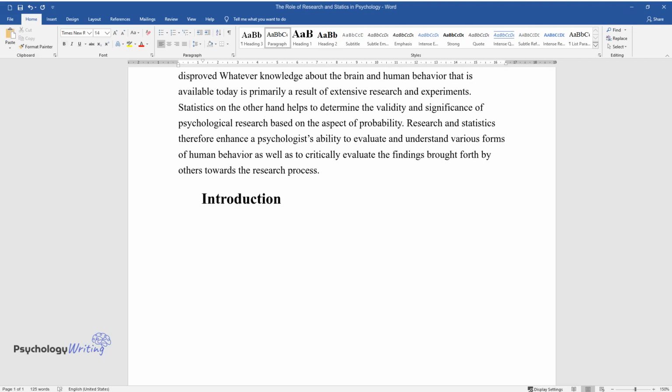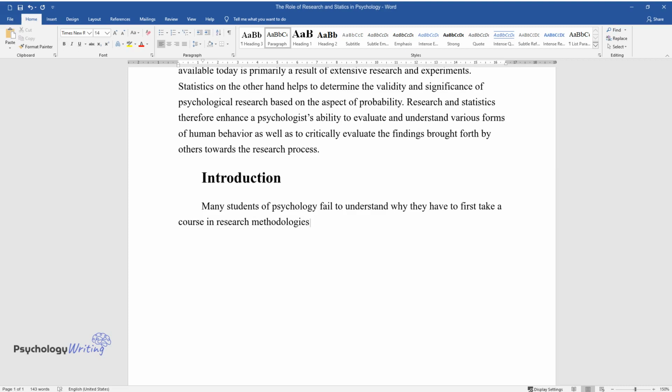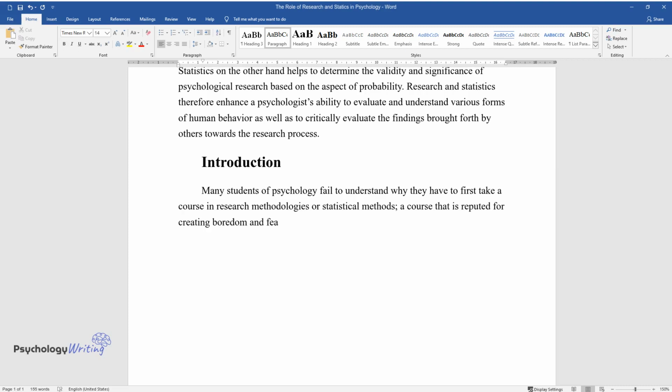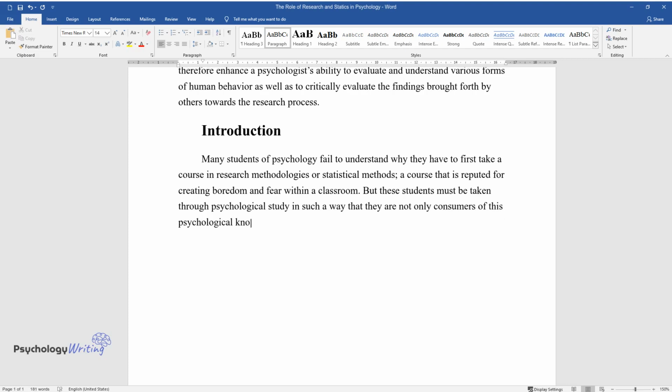Introduction. Many students of psychology fail to understand why they have to first take a course in research methodologies or statistical methods, a course that is reputed for creating boredom and fear within a classroom. But these students must be taken through psychological study in such a way that they are not only consumers of this psychological knowledge but also become reliable producers of the same.